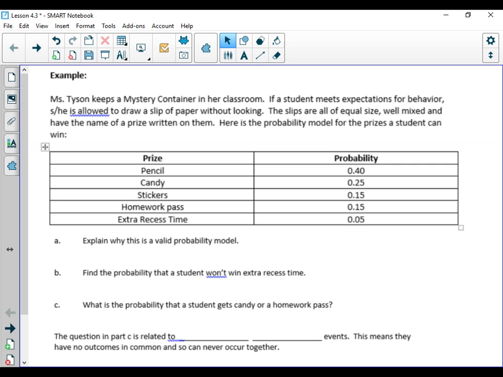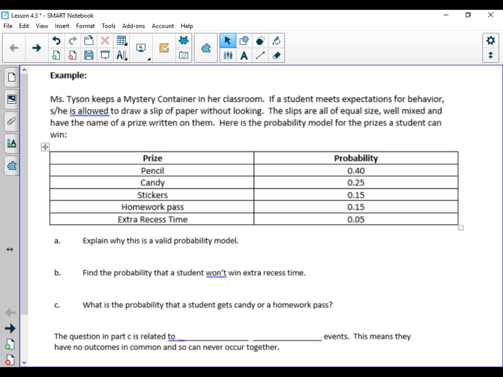So let's say I had this example where Ms. Tyson was going to keep a mystery container in her classroom. Then if the students met expectations for behavior, then he or she could draw a slip of paper without looking. All the slips of paper were equal size, so they're all mixed up, and they had the name of the prize written on them. So since they're the same size, they're just as likely to draw one piece versus another, so there wasn't any cheating involved. So here are the probabilities of the different prizes they could win. So pencil was 0.40, candy was 0.25, and so on.